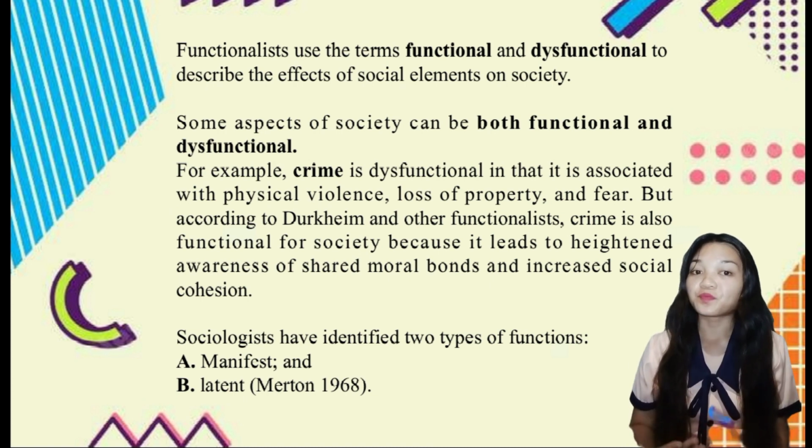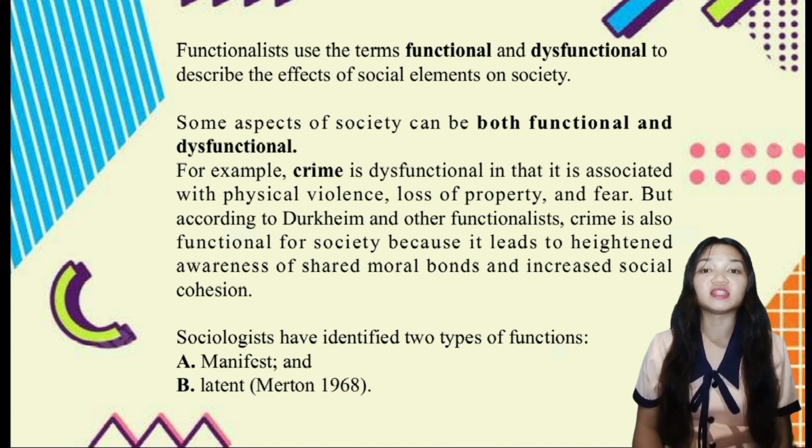For example, crime is dysfunctional in that it is associated with physical violence, loss of property, and fear. But according to Durkheim and other functionalists, crime is also functional for society because it leads to heightened awareness of shared moral bonds and increased social cohesion.